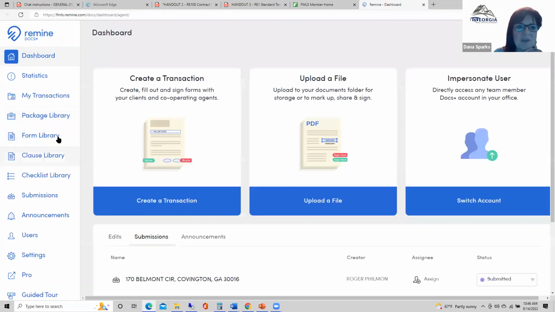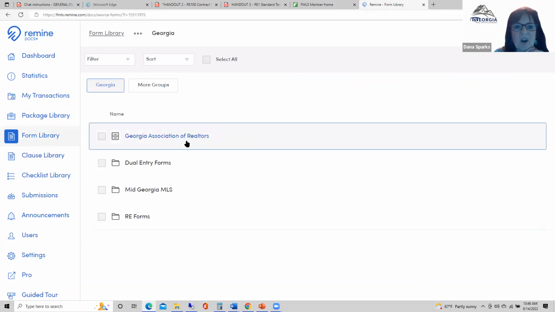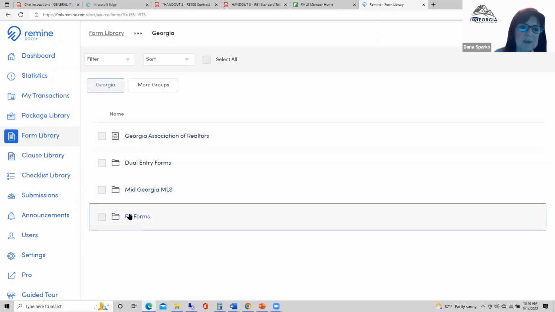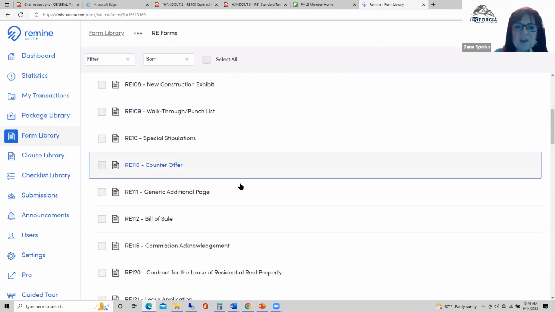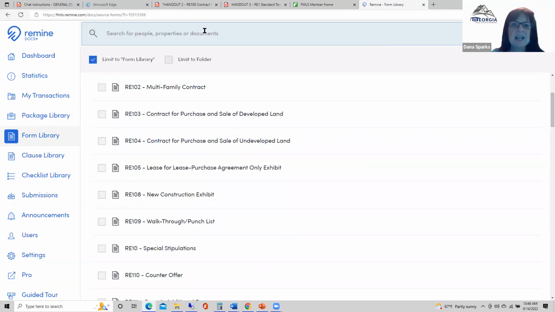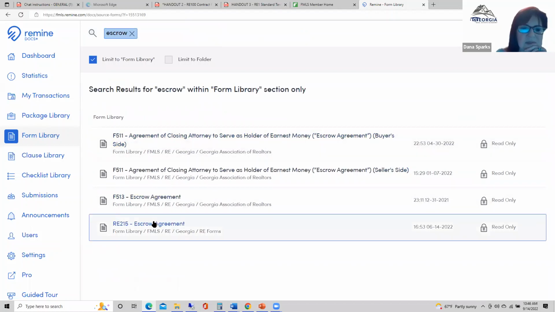You can click over here to the Forms Library, Georgia. These are the GAR forms. This is Mid-Georgia MLS forms. There's also Alabama forms. These are the RE forms, and these are all the forms. You can always go up here and search. You click the little magnifying glass, and I'm going to put in escrow because here's what I want to show you. I have access to both the GAR package and the RE forms.